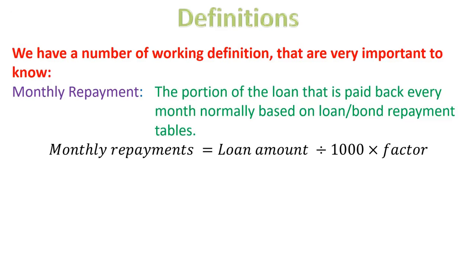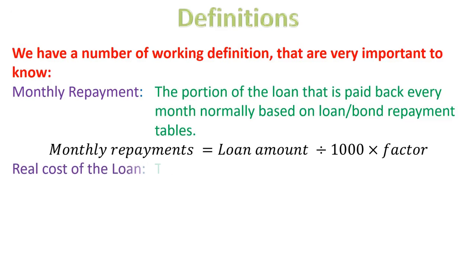Now we have a very important formula. Monthly repayments equals your loan amount divided by 1,000 times your factor. We have factor tables, and in our examples I'll show you how to work out what the factor is, but you need to know this formula, otherwise you won't be able to do any of the monthly repayments.